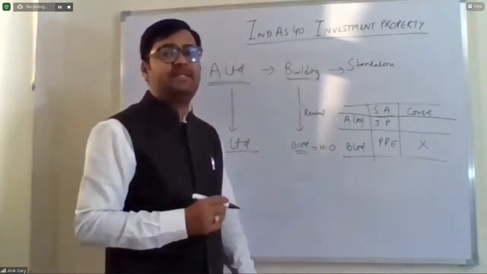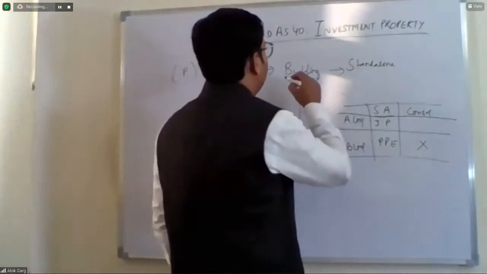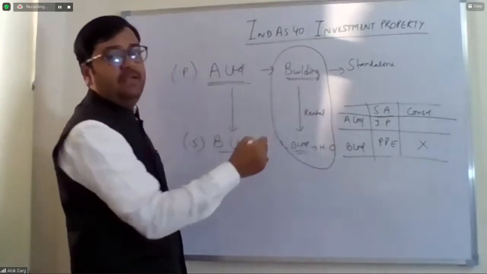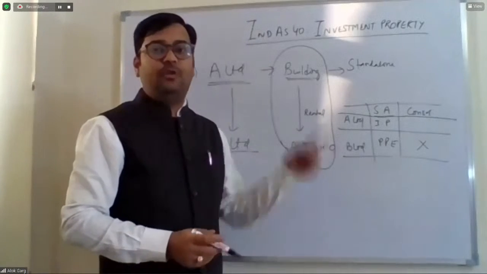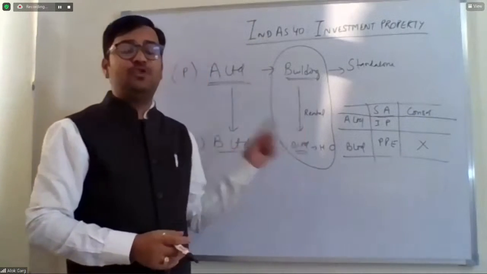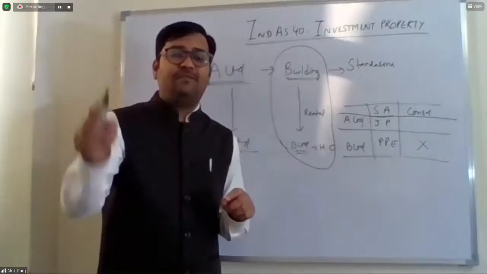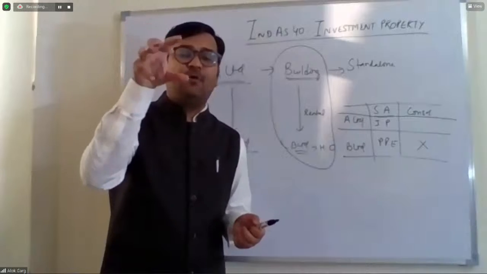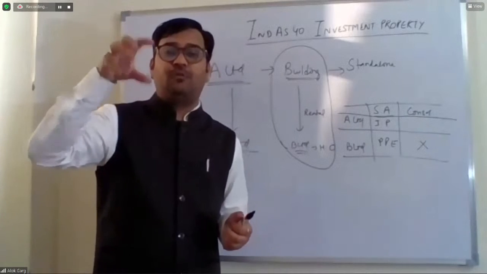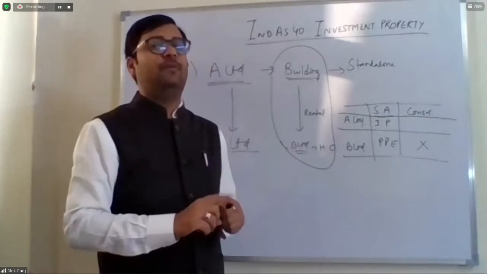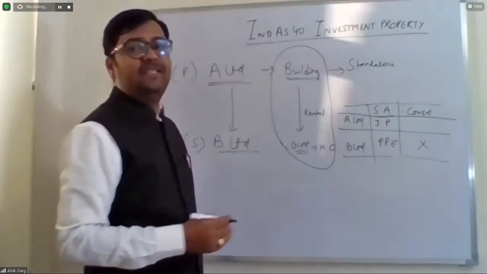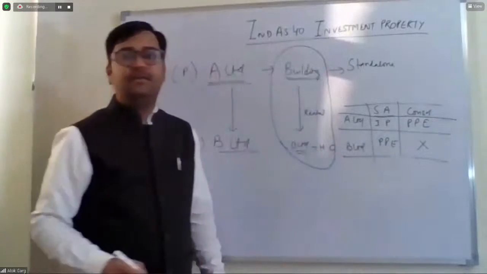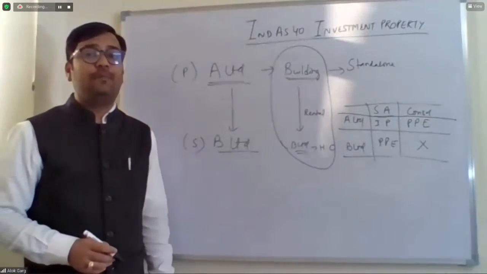At the group level, the standard says that A Limited has purchased a building which is used by the subsidiary as its head office. So as far as the entire group is concerned, this property is used in the business of the group, and hence in the consolidated financial statements it will be shown as a property, plant and equipment, as an owner occupied property.